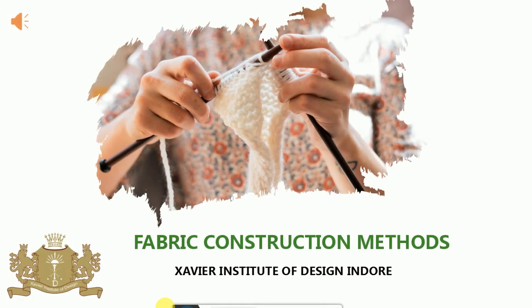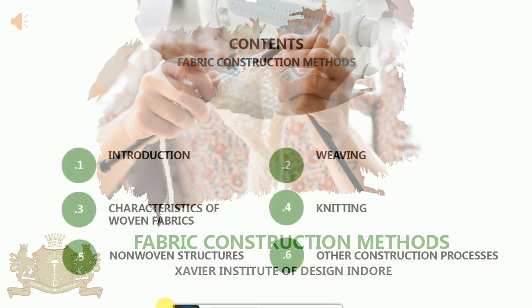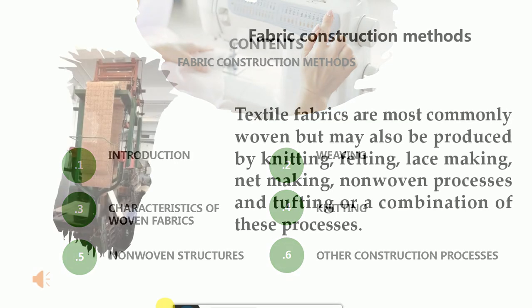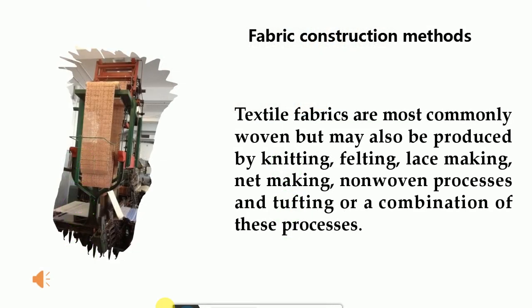Today we will study fabric construction methods. Textile fabrics are most commonly woven but may also be produced by knitting, felting, lace making, net making, non-woven processes and tufting or a combination of these processes.